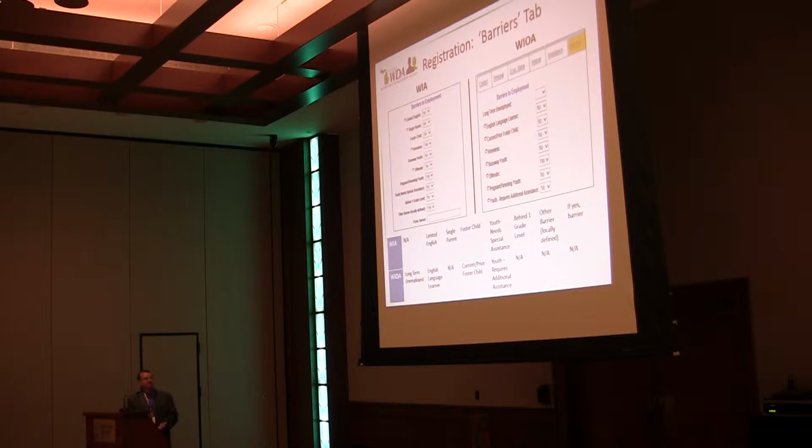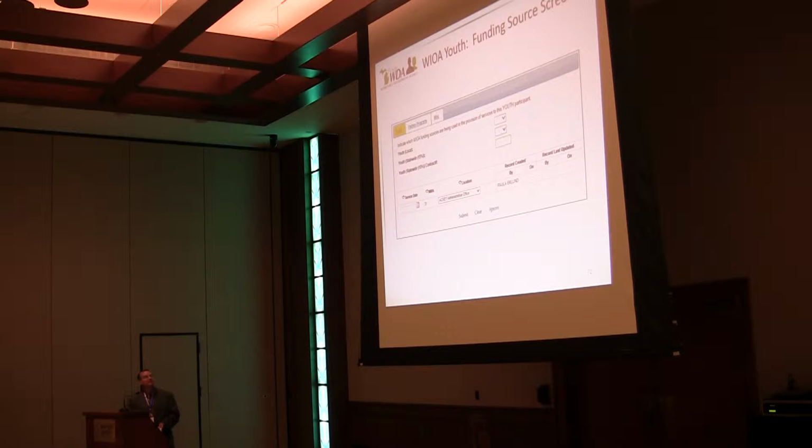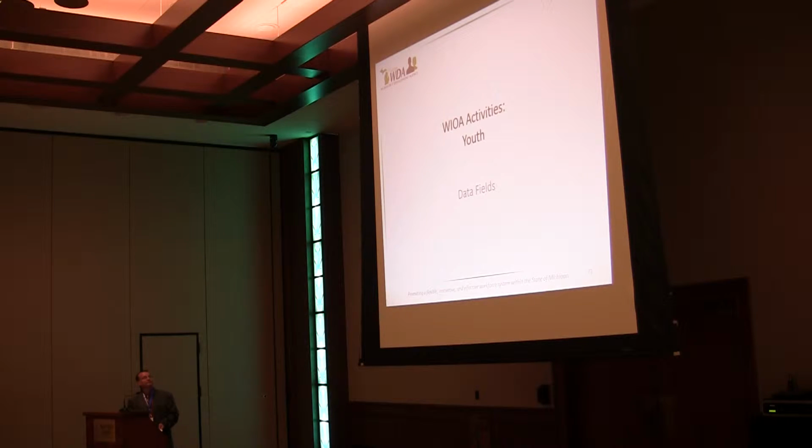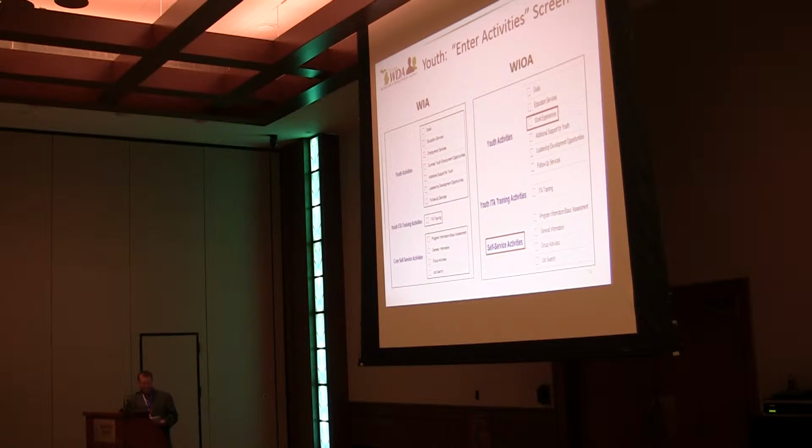We've changed limited English to English language learner, changed foster child to current or prior foster child, etc. The funding source page, like we talked about for adults and dislocated workers, should only reflect those funding sources that are acceptable or the youth should be eligible for. Regarding specific activities, you can refer to Table 7 in the handouts for, I think, more detailed information.